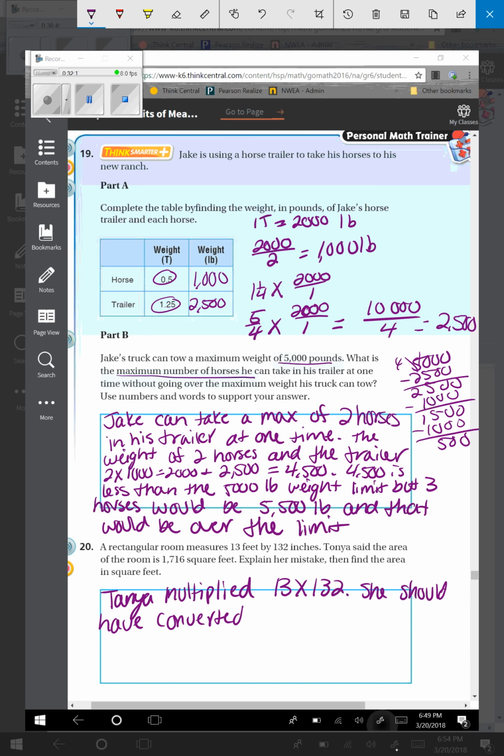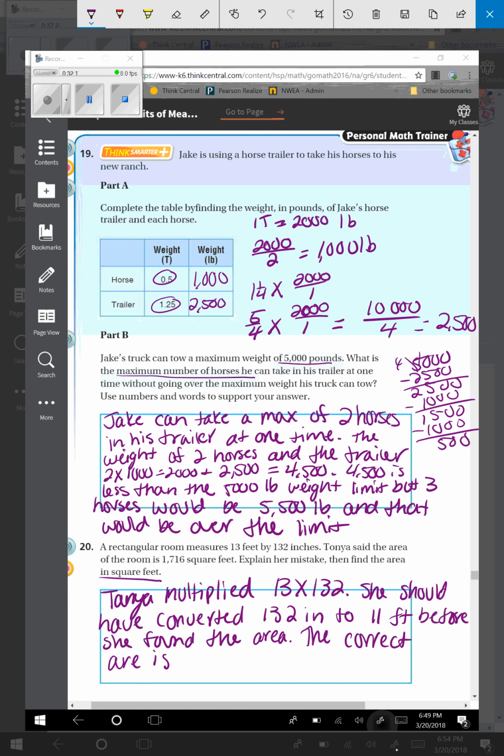converted 132 inches to 11 feet before she found the area. Now you could have converted the 13 feet to inches if you'd like. I prefer to do it this way to keep the numbers smaller. And the correct area is, so they want it in square feet. So if you convert the 13 feet to inches, you need to then take your final area and convert it back to feet. But the correct area is 13 times 11, which is 143 square feet.